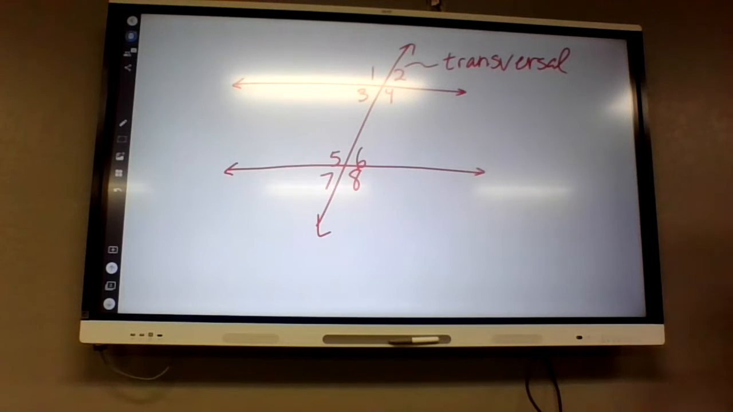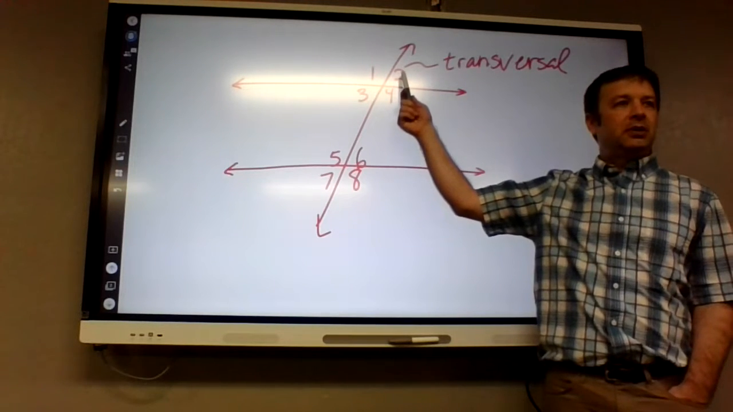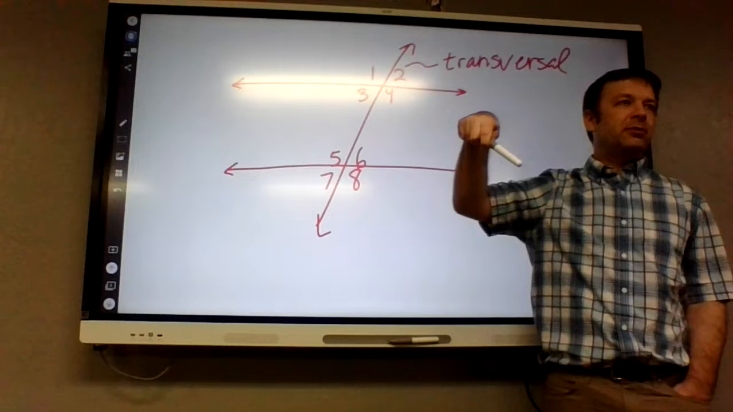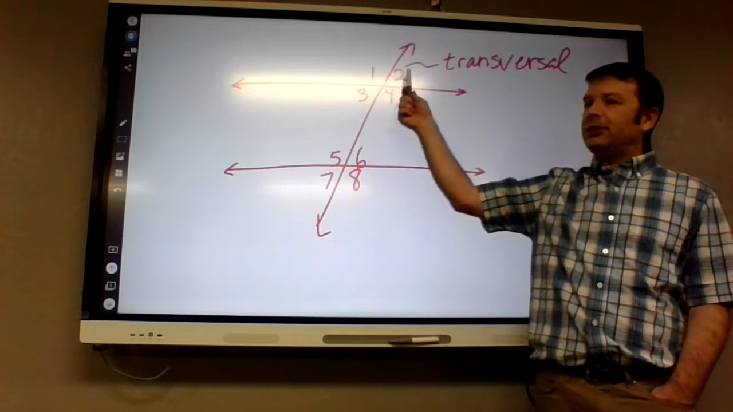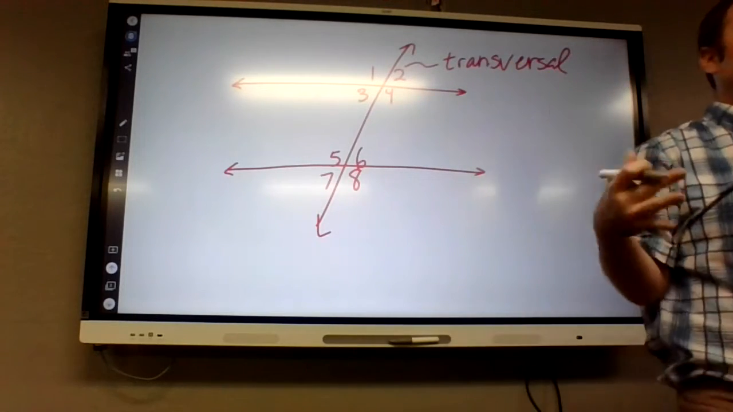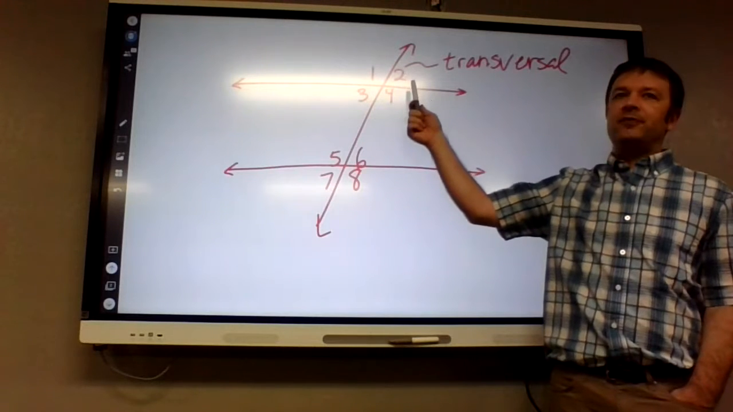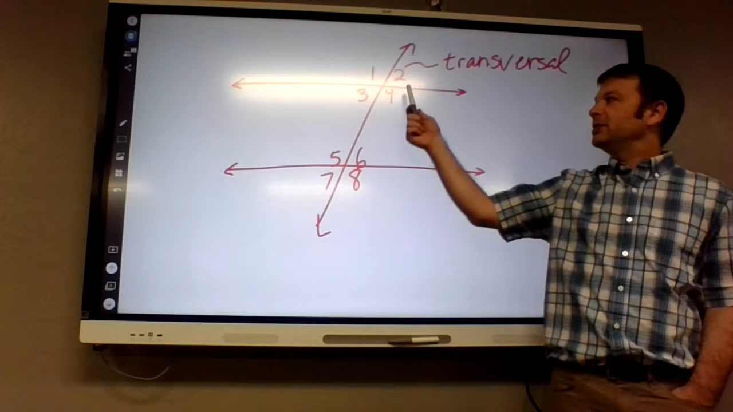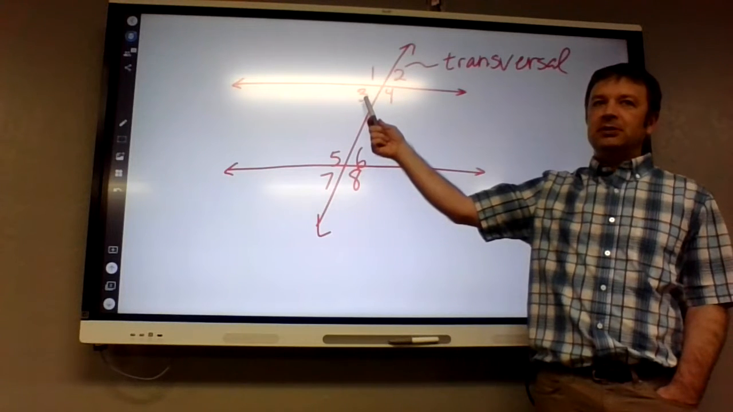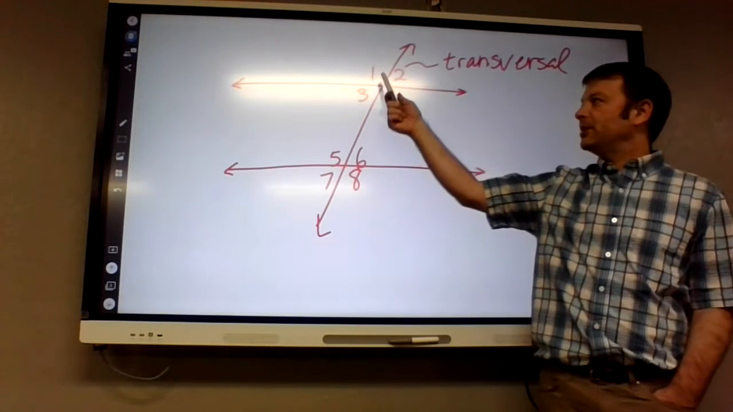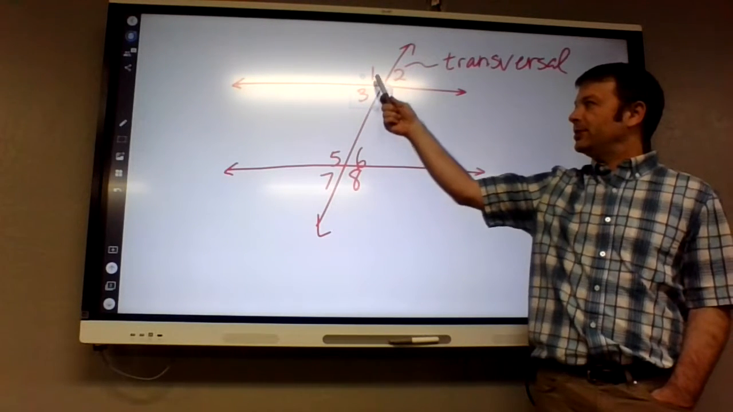What do we know about angle 1 and angle 2? They make 180. What did we call them? Well, supplementary means linear pair. Linear pairs add up to 180, or they're supplementary. So that's true of 1 and 2. What's true of 2 and 4? Same thing, linear pair. 4 and 3? Same. 3 and 1? Same. So all these pairs add up to 180.